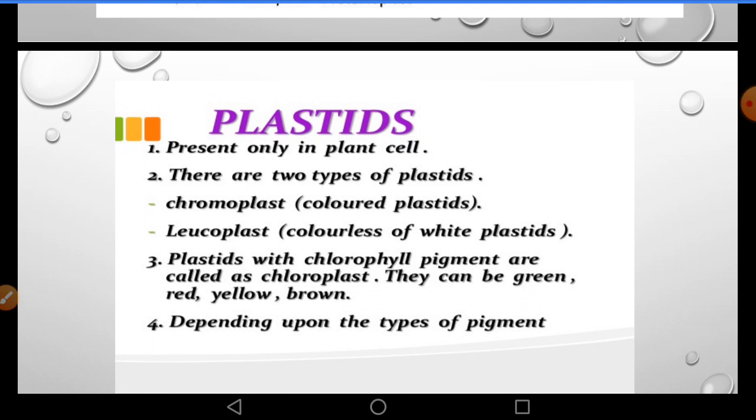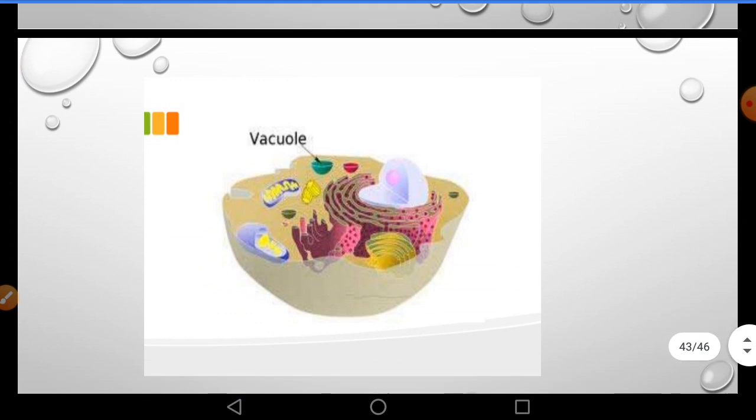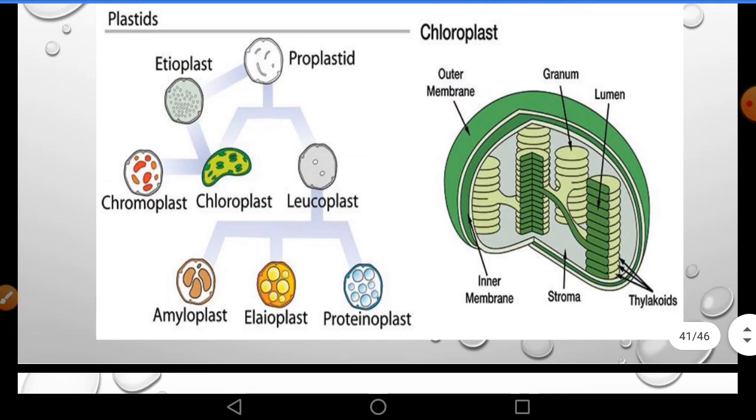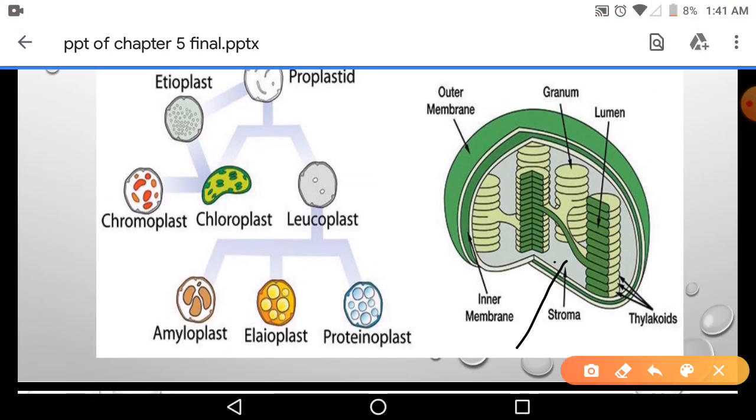Okay, plastids containing the pigment chlorophyll are known as chloroplasts. They can be green, red, yellow or brown depending upon the type of pigment. जो pigment color होगा वो color that will be the color of the chloroplast. Now leucoplasts are primarily organelles in which materials such as starch, oil and protein granules are stored. The internal organization of the plastids is embedded in a material called stroma. So here they are embedded inside this stroma.